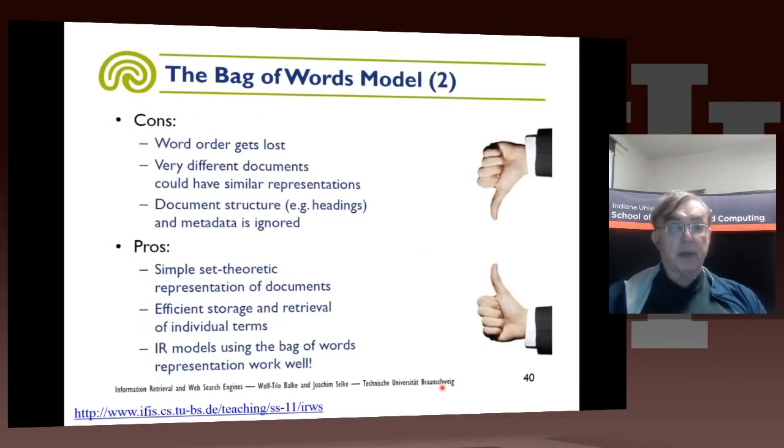So if you take the simple bag of words model, you lose the word order. You could have documents which meant very different things having similar representations. Things like headers, and in the case of, say, scientific documents, you have title, abstract, authors, citations, main body of work. They're all very different. That type of thing gets lost unless you deliberately remember the structure of the document.